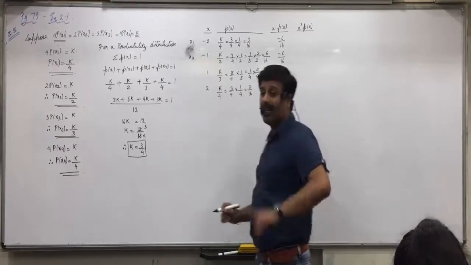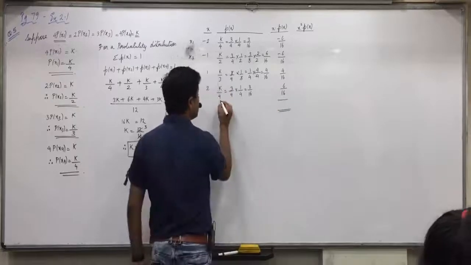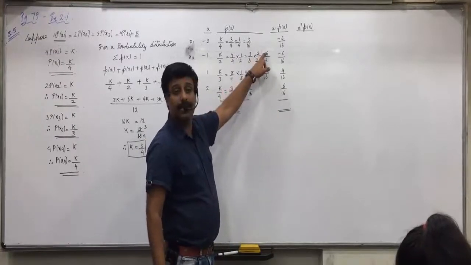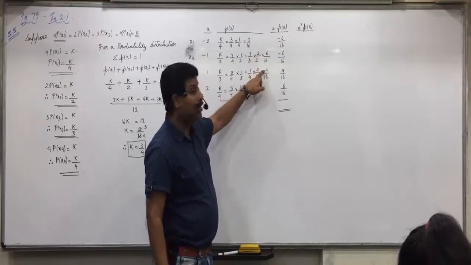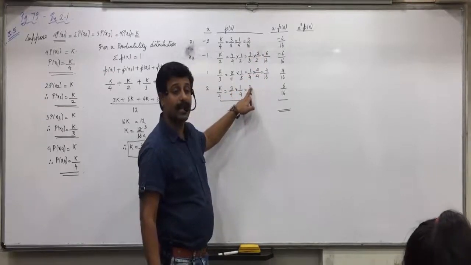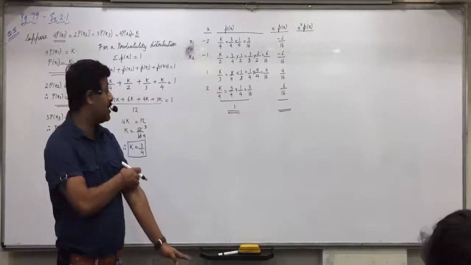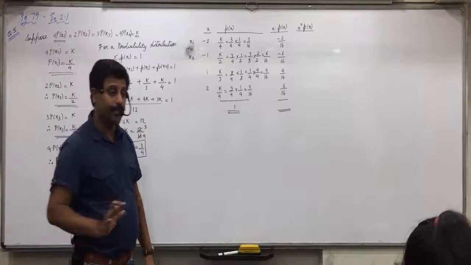Now, one more thing we need to verify: the total of probability must be 1. See here, 3 plus 6, 9 plus 4, 13 plus 3, 16 by 16, 1. Just cross check, because if it doesn't come to 1, it means you have made some mistake.